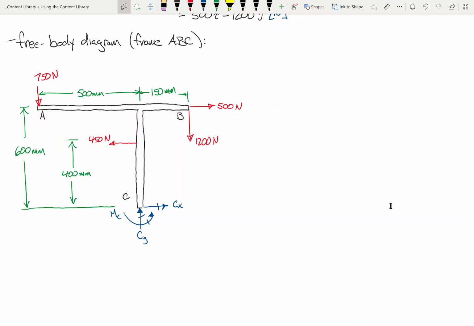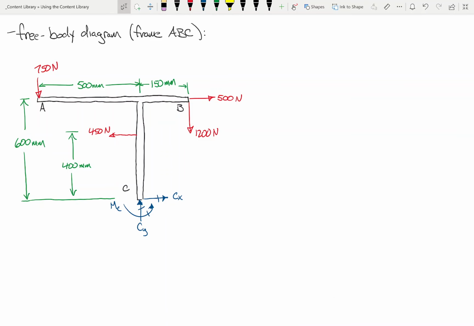Okay. One other thing I'll mention is that I also have a scenario here where at least one or more of the reactions are in the wrong direction. Again, if you assume a reaction direction and you get a negative answer, it doesn't mean you need to panic or anything. It just means the reaction's going the other way. Okay. So let's start off by summing forces in the x direction.